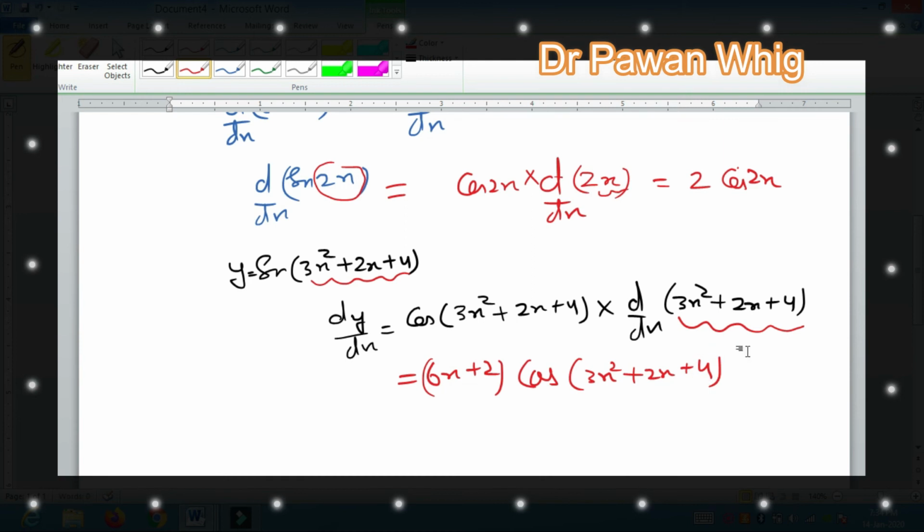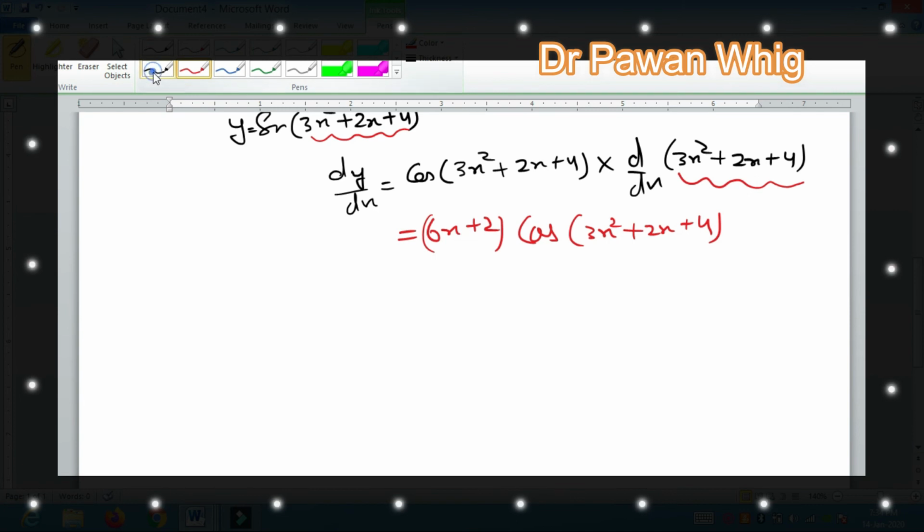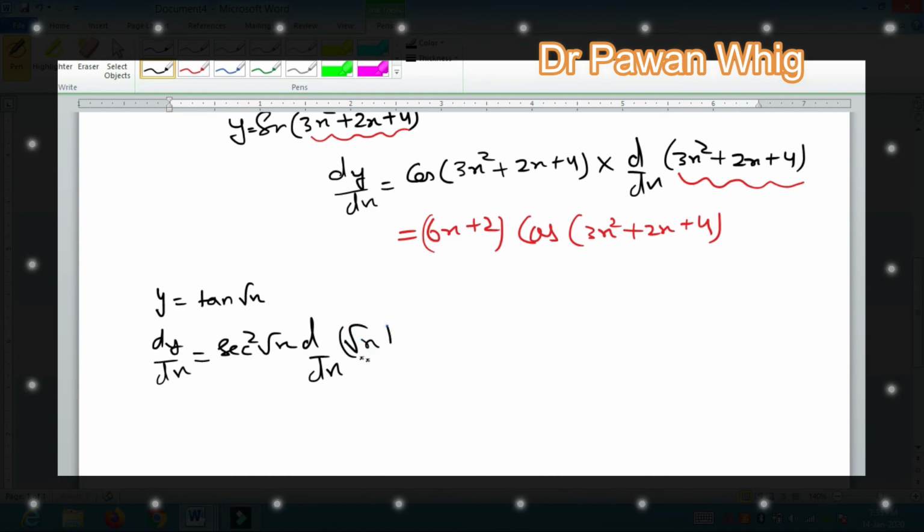Now I'll give you some more examples. Let us suppose we have a question, y is equal to tan root x. Now you have to treat it like tan x. So initially the differentiation would be secant square root x, since secant square theta is the differentiation of tan theta. Here, since theta is different from x, here it is root x, you have to multiply it with the differentiation of root x, which is the changed term. Root x differentiation is 1 by 2 root x. So this is your answer.